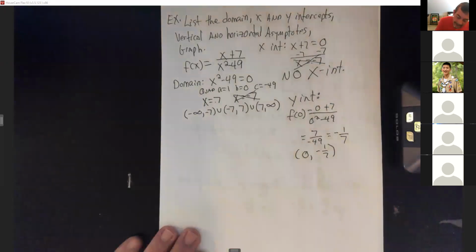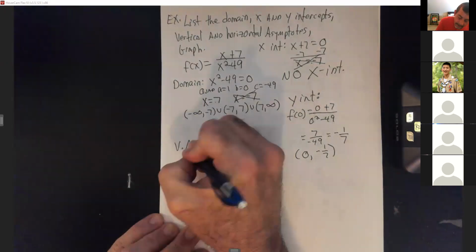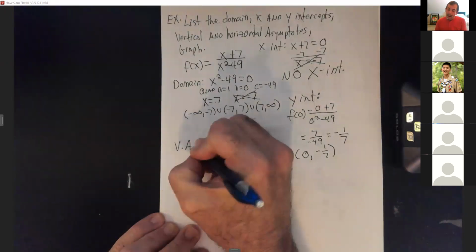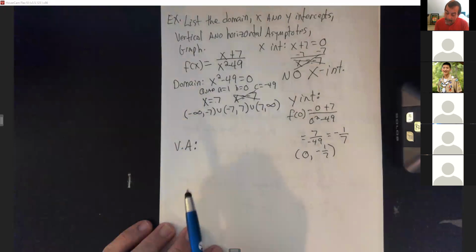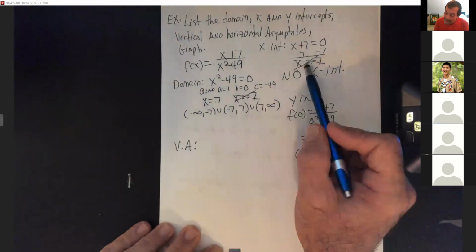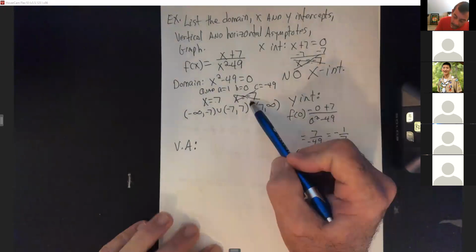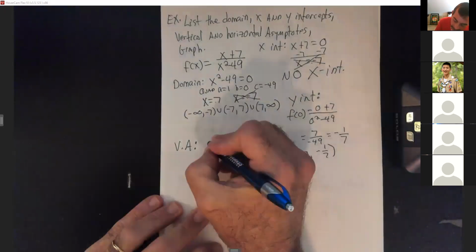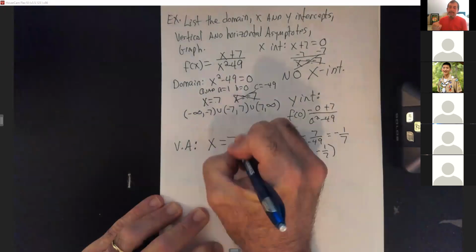All right, vertical asymptotes. Well, we already solved the bottom when we solved it for the domain, and we already canceled out the factor with the top that needed canceling. So the only vertical asymptote on this problem will be x equals 7.